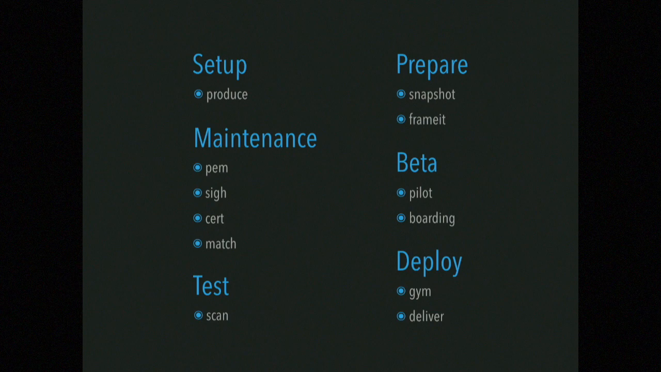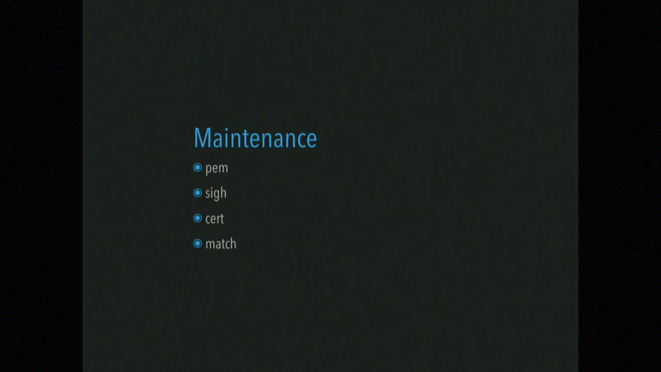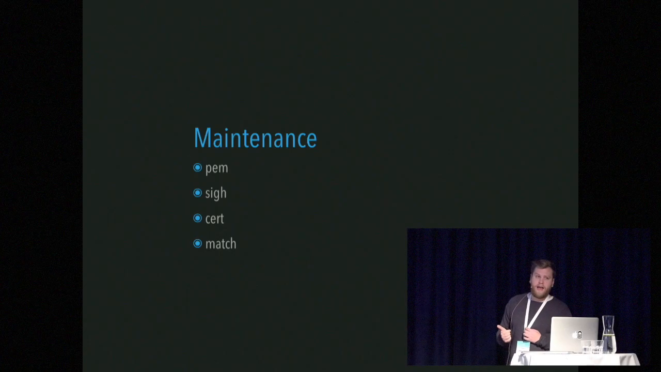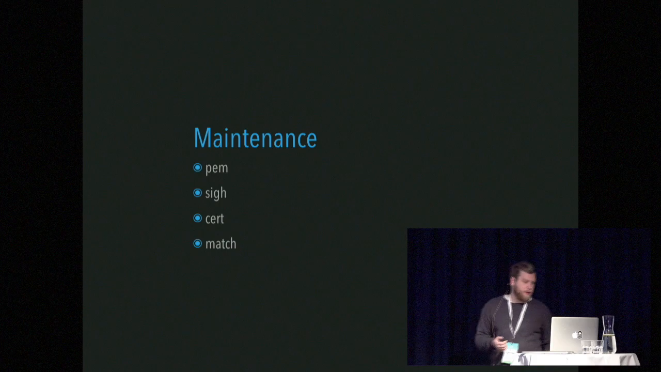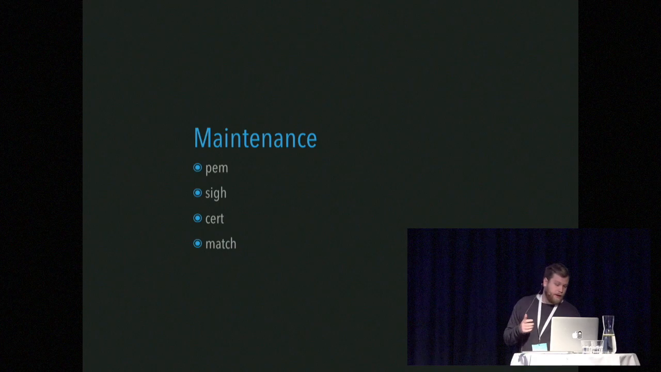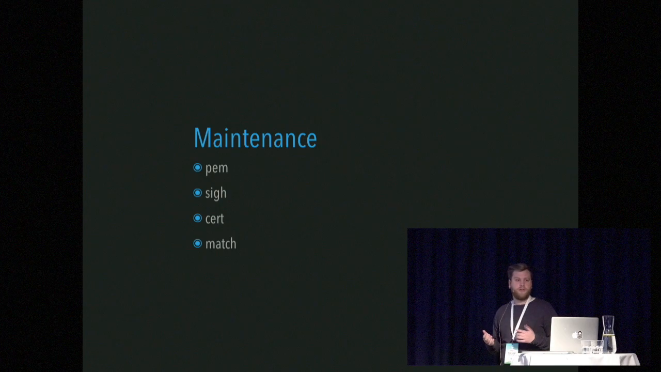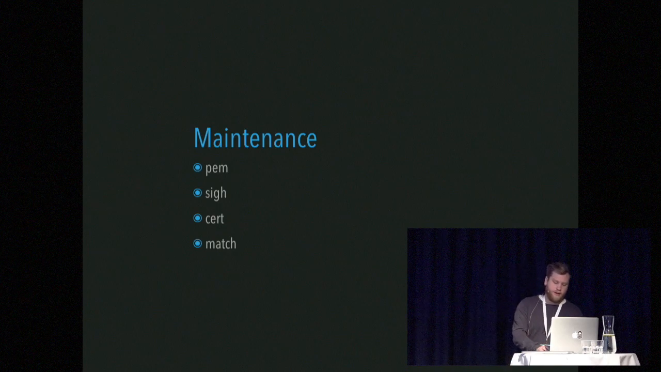So I've categorized them here. It might not be completely correct. You might have Gym under beta as well, and so on. But I'm not going to talk about all of them. I do want to go into PEM, SIGH, and CERT. PEM and SIGH generate push notification certificates and provisioning profiles with a simple command. Cert is the same. And then Match takes those files and puts them in a Git repo, so your team can just write Match, and then they get all the newest files. So you don't have to struggle with that and go into the developer portal.